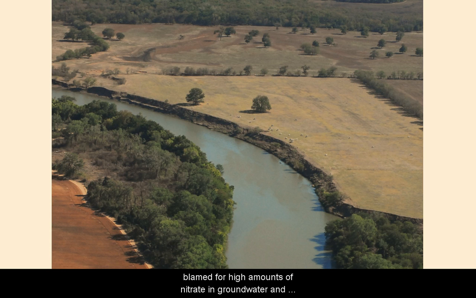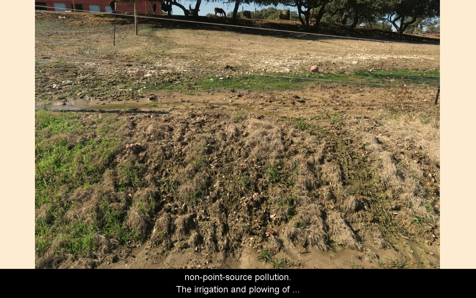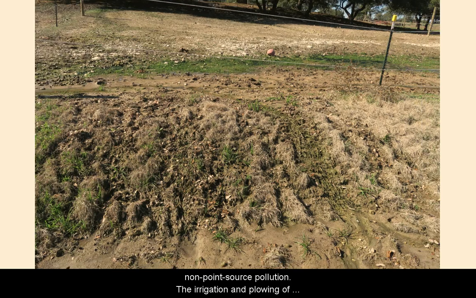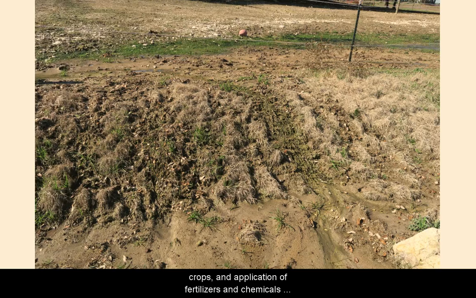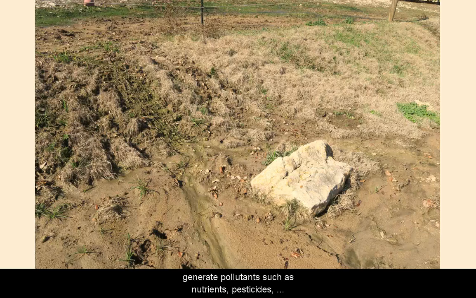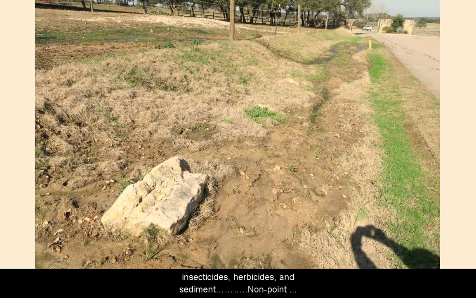Agricultural activity accounts for most of this non-point source pollution. The irrigation and plowing of crops and application of fertilizers and chemicals generate pollutants such as nitrates, pesticides, insecticides, herbicides, and sediment. Here we can see non-point runoff of water laden with sediments and other pollutants from an area where livestock are kept. While this is called agricultural runoff, it's actually a stable for horses that are part of a riding academy in a Texas suburb not far outside the city limits.